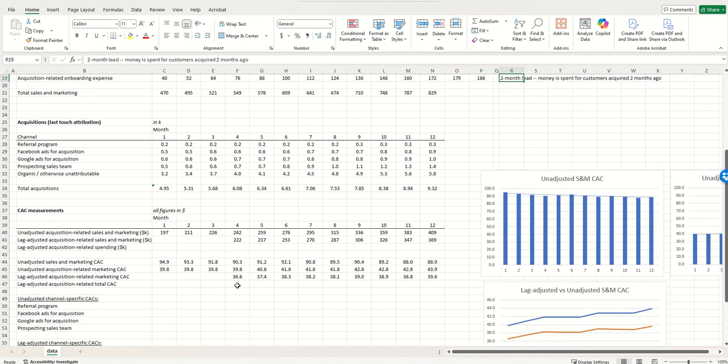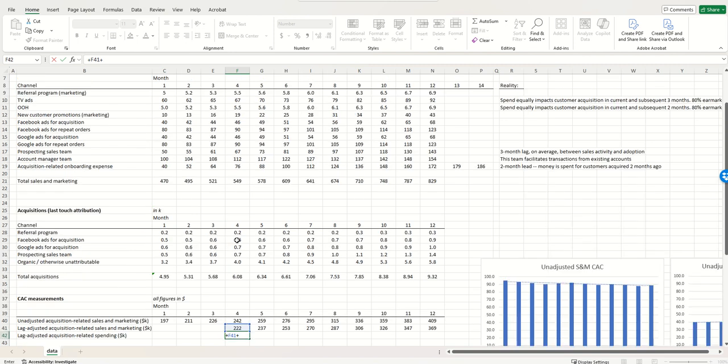So if we go over here, the lag adjusted acquisition related total spending is the lag adjusted acquisition related sales and marketing spending plus all of the onboarding expense that was caused by the acquisitions. So again, customers that I acquired in month 4 drove spending in month 6. So I'm going to add in this expense over here.